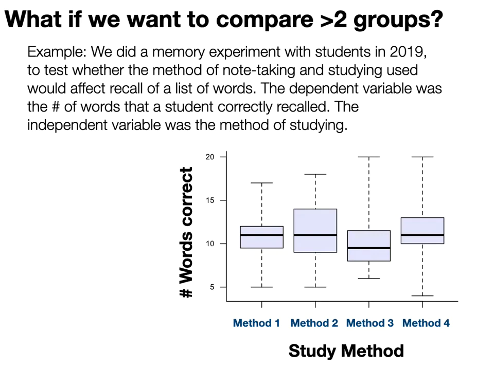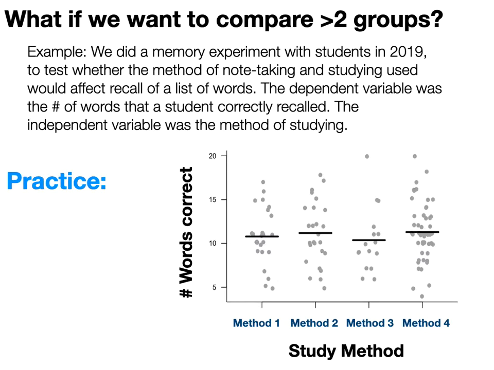And I'm not so worried about the details of the different methods that they used, but let's say we had 4 different study methods, method 1, method 2, method 3, method 4, and here you're seeing box plots showing you the students' memory scores. So higher scores mean that they remembered more of the words, and you're seeing the distribution of those scores for students in the 4 different groups. So how could we analyze this situation? Here's another example of the graph shown as a dot plot instead of a box plot, so you can see all the data points.